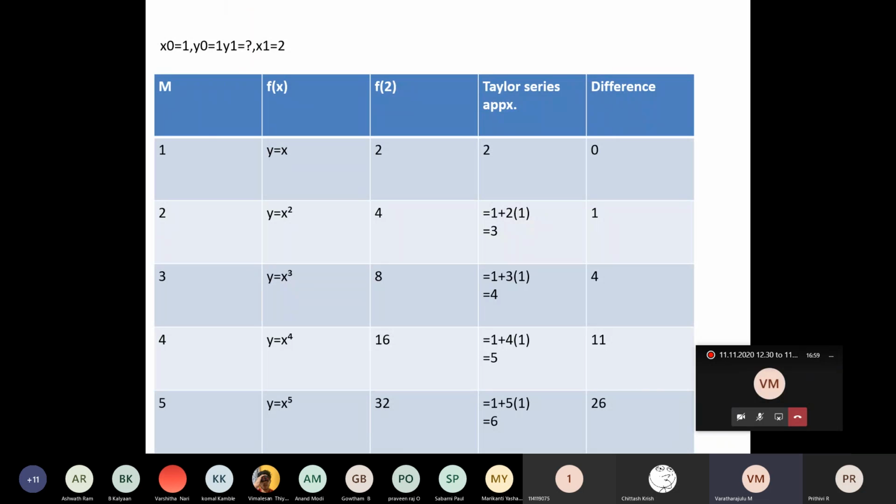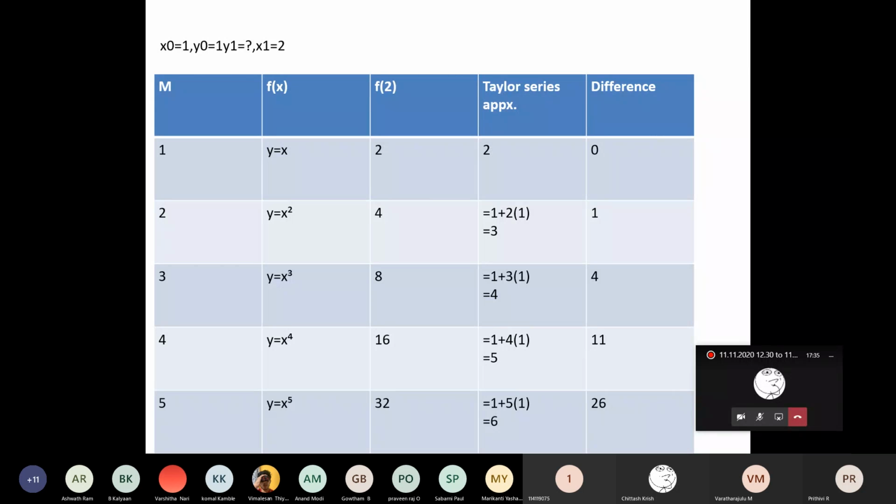In this table, I have depicted the values and approximation for y equal to x. F of 2 will be 2 power 1, so 2. And the approximation will also result in 2. So the error will be 0. And as m increases, the difference increases to 1, 4, 11, and 26.